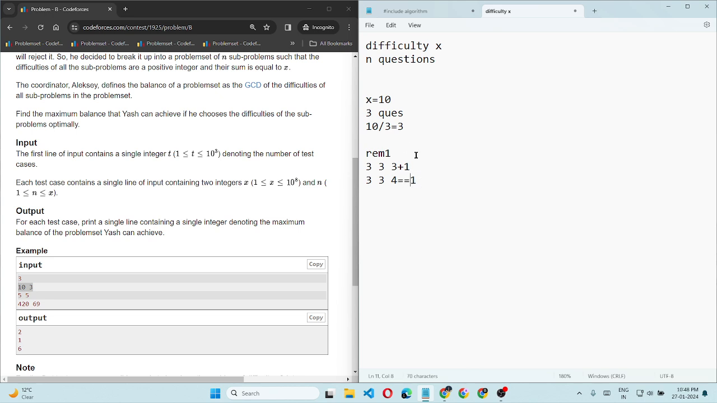Let's talk about GCD here. Now the GCD of these three, 3, 3, 4, is 1, right? Now let's talk about the next one.